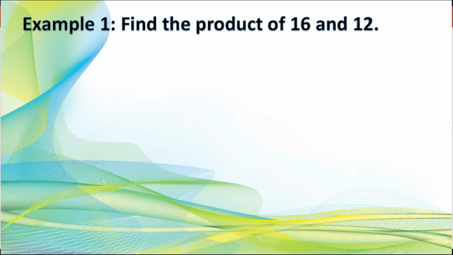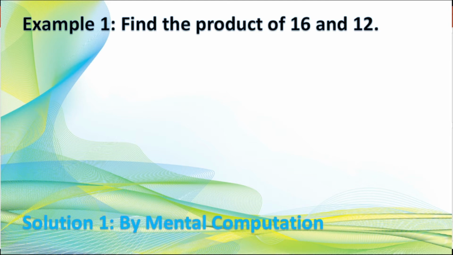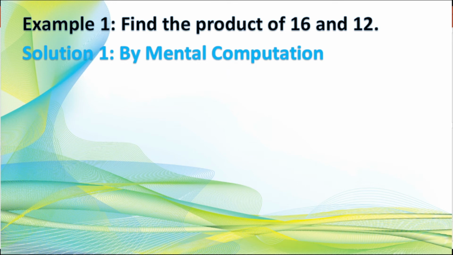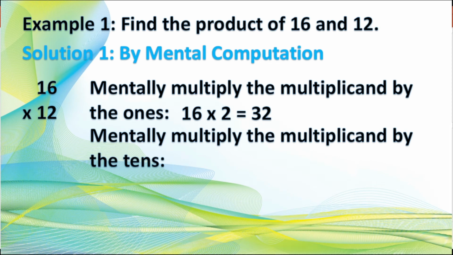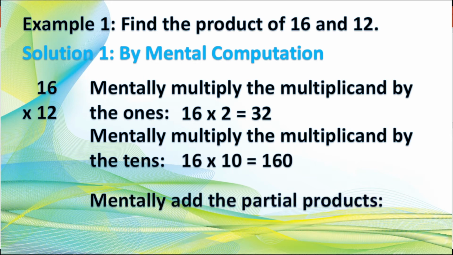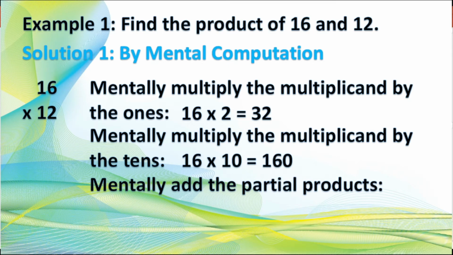Example 1. Find the product of 16 and 12. Solution 1, by mental computation. Mentally multiply the multiplicand by the ones. 16 times 2 is equal to 32. Mentally multiply the multiplicand by the tens. 16 times 10 is equal to 160. Mentally add the partial products. 32 plus 160 is equal to 192.